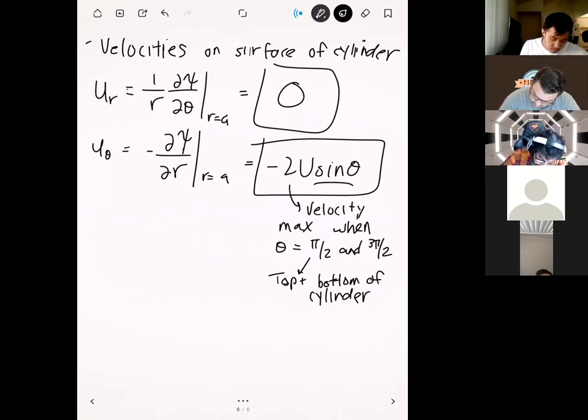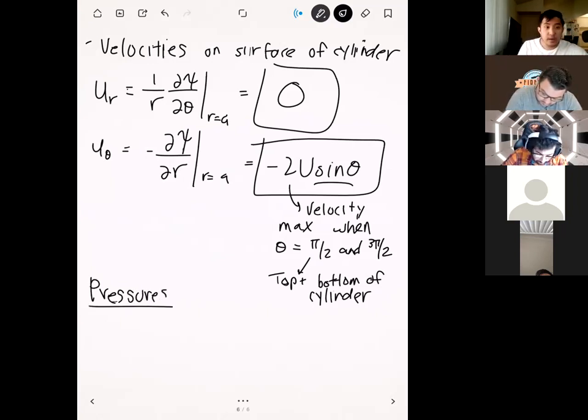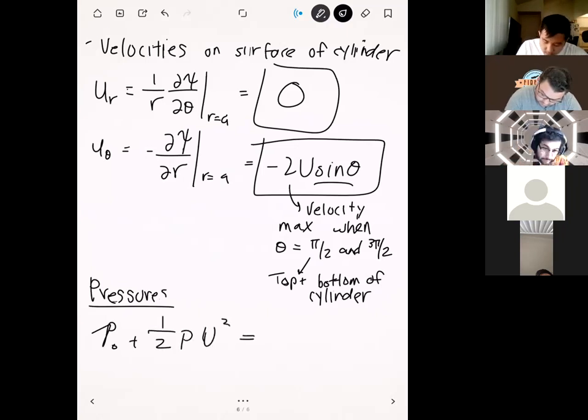Okay. And so now that we have the velocities, and since U R is equal to 0, we have the speeds, right? So the speed is just going to be U theta in this case. And so from here, we can solve for the pressures. And so remember, to solve for pressure, we're going to use Bernoulli. And so I'm going to assume that there's no height difference here.